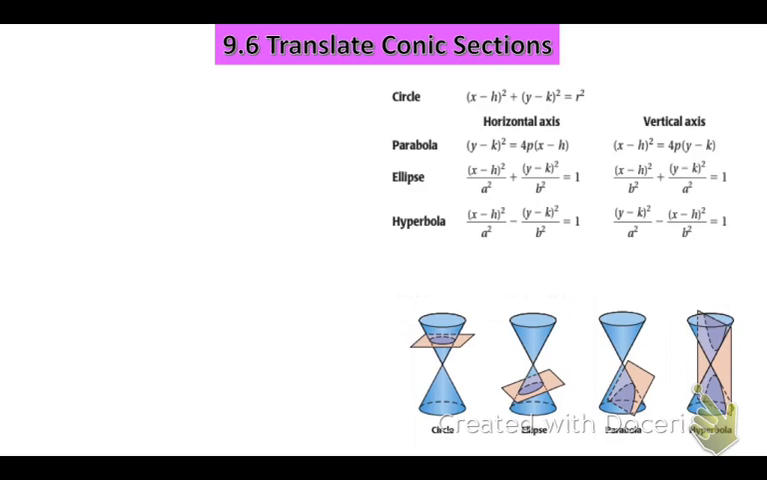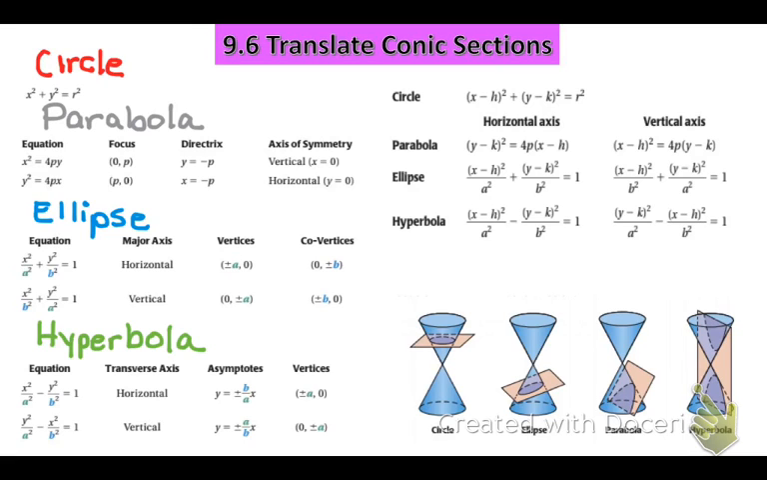Now I'm going to put up our original equations that we used when we were only using the origin. If you don't have all of these formulas, make sure that you pause the video and copy them down. Remember, the difference is when we're translating, we're using (h, k). h is going to be a left-right or horizontal shift, and k is going to be up-down, a vertical shift.